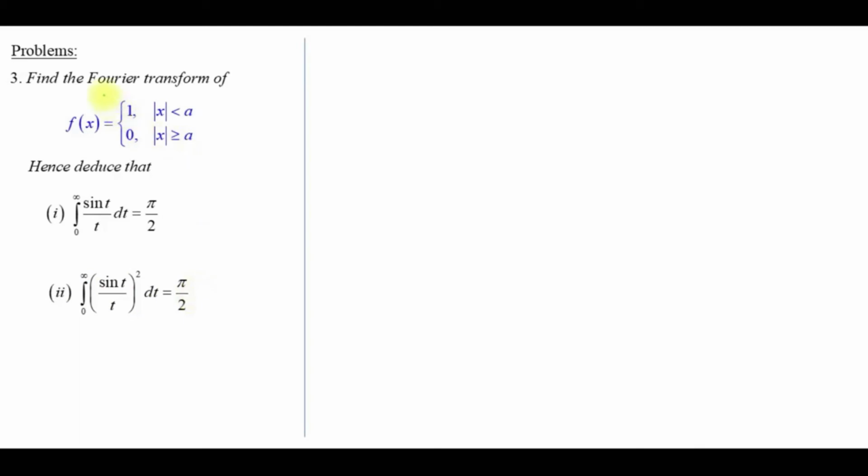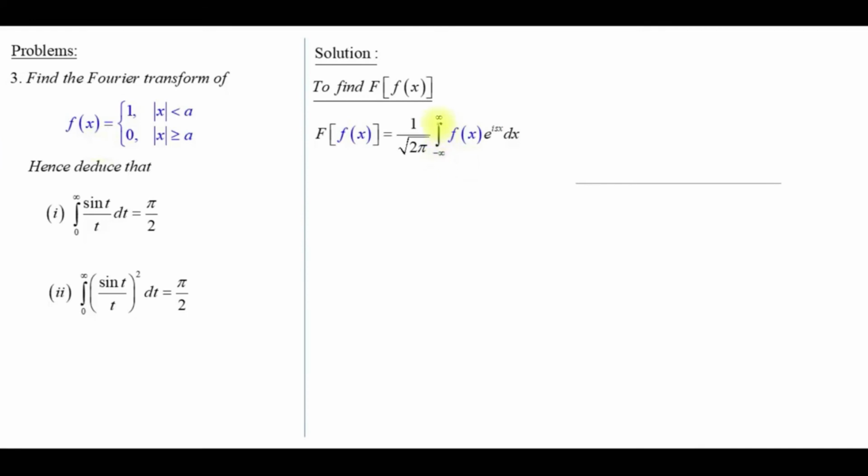So first we need to find the Fourier transform of f of x. What is the formula for Fourier transform of f of x? 1 divided by square root of 2 pi, integration minus infinity to plus infinity f of x e power isx into dx. The limit minus infinity to plus infinity is split into 3 parts, namely minus infinity to minus a, minus a to plus a, and plus a to infinity.